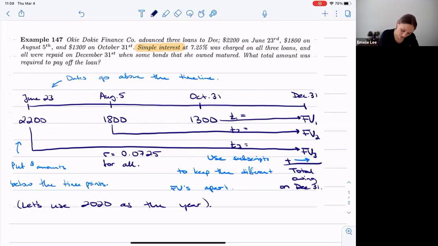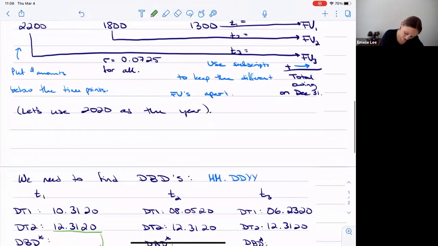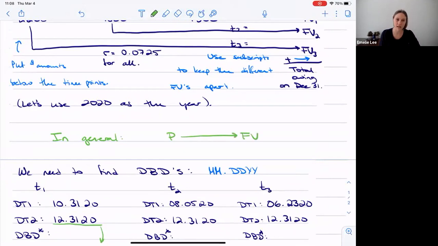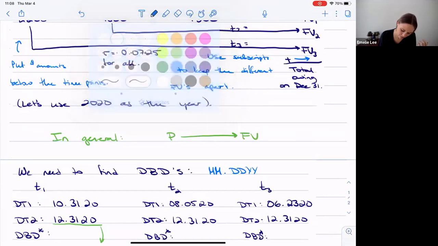So here I'll make a note in between that in general the present value, or P, goes to the future value. P is on the left and the future value is on the right. A lot of people have a hard time with that: where's my present value, where's my future value?